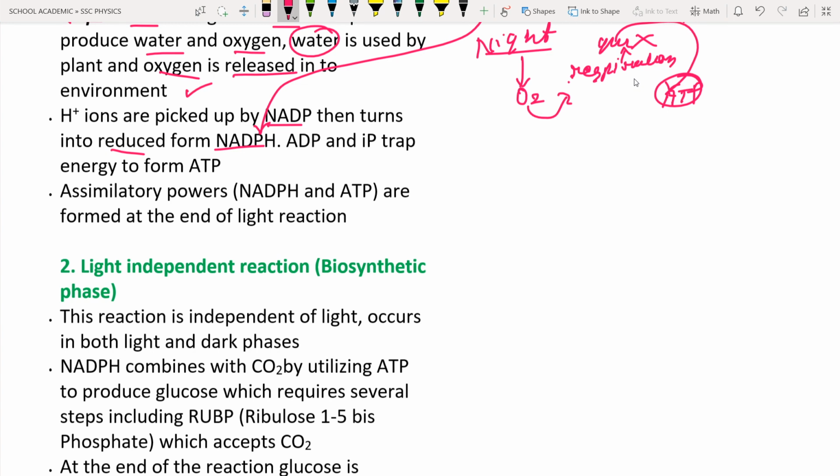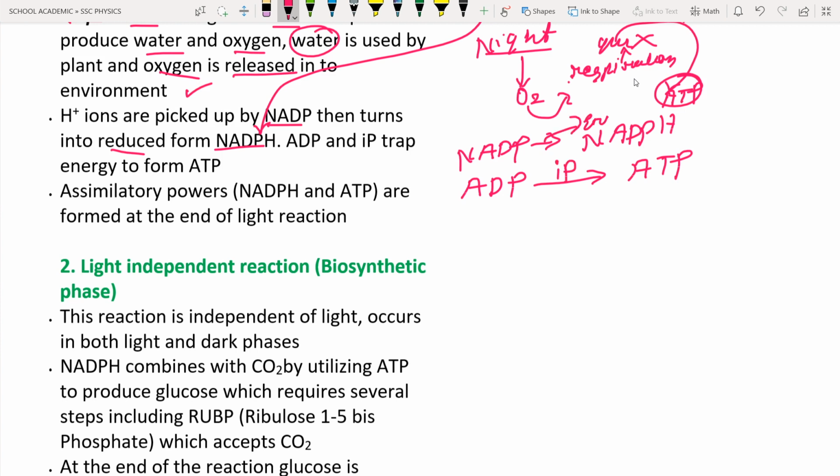Okay, and also ADP. ADP means adenosine diphosphate. This adenosine diphosphate is going to combine with inorganic phosphate by trapping energy to form ATP. Here NADP is forming into NADPH, and also ADP is going to form into ATP in the presence of inorganic phosphate. So both of them require energy.